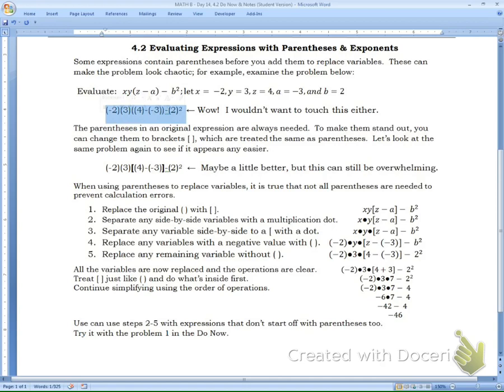Now, other teachers may have showed you different ways in the past, but this is just another way to break it down and make it look simpler. Parentheses in original expression are always needed. You have to have them. You can't drop them. So what I do to make them very important is I change them to brackets. So these two parentheses up in this part of the problem, what I did is I replaced them with a bracket symbol that looks like, let me draw one real quick for you.